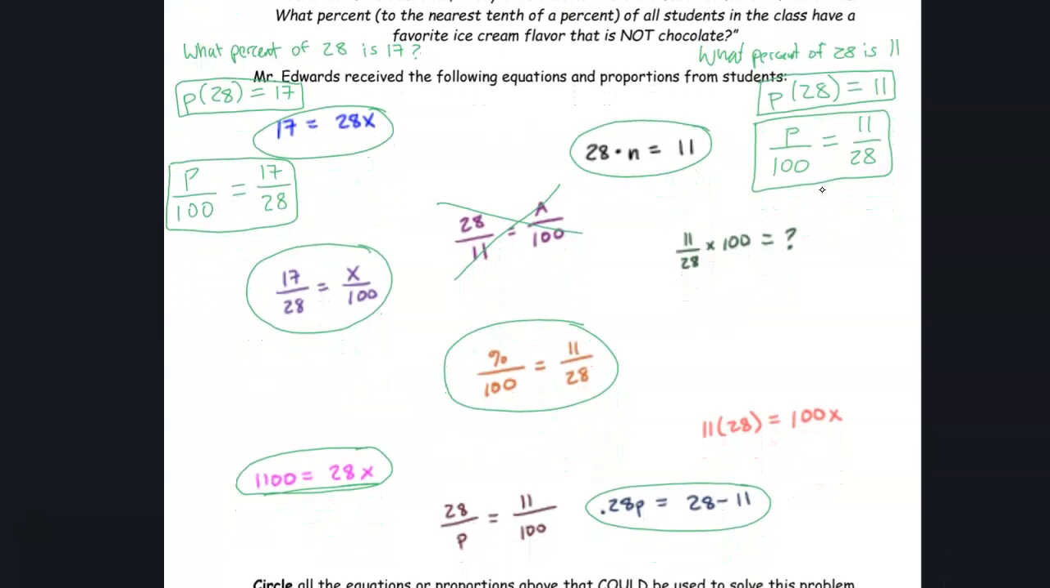If I look at this one, let's take a look. So this has P over 28 and 11 over 100. It's got all the same numbers, but they're not really in the right spots, right? So you would need to keep it consistent. The P should not be over what's diagonal to it. The P could be over 11 or it could be over 100 and that would be okay.